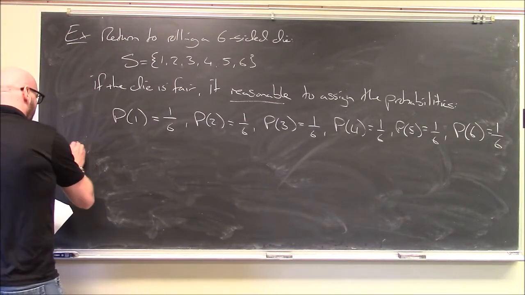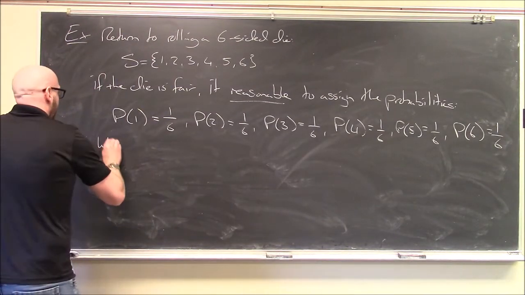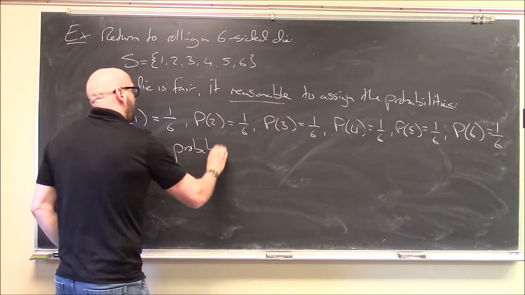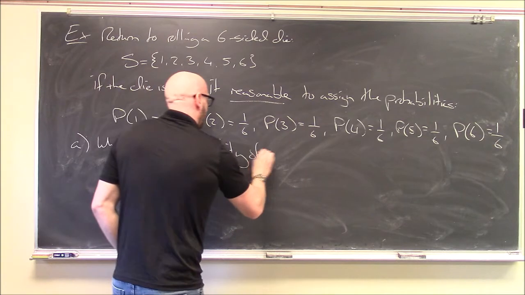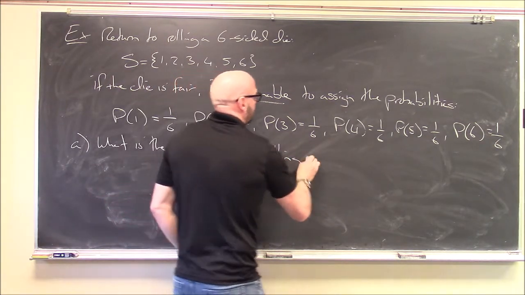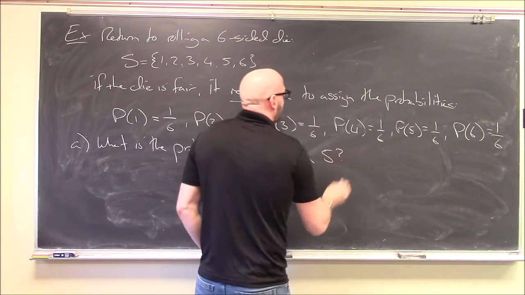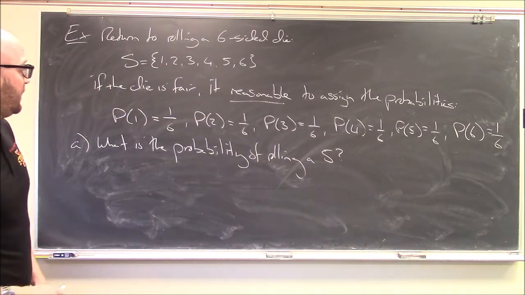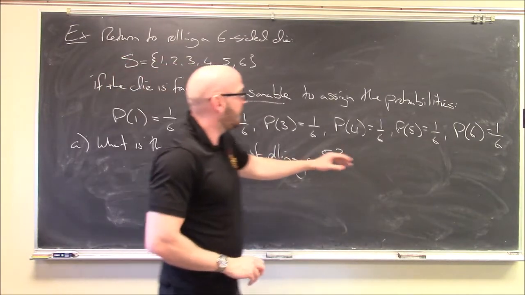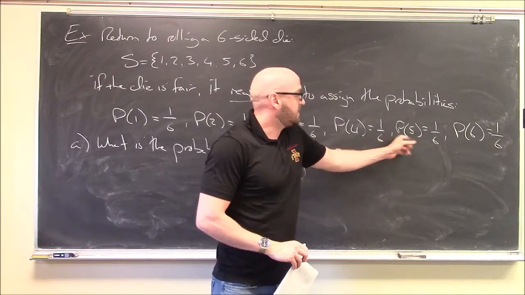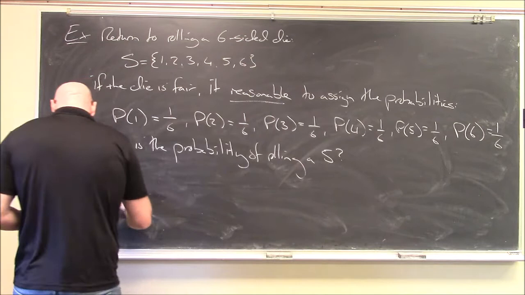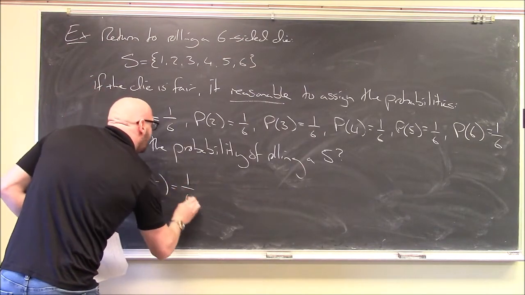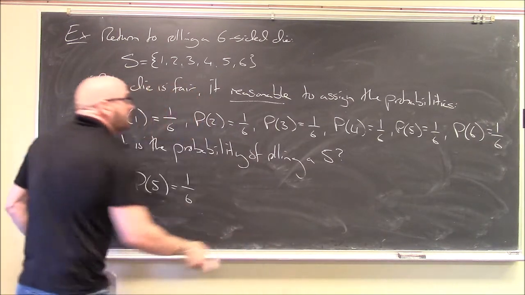And we'll do some examples. What is the probability of rolling a 5? Well, you can actually just read it off here, right? The probability of rolling a 5 is, by my probability function, 1/6. So the probability of rolling a 5 is 1/6. But let's do something more tricky.